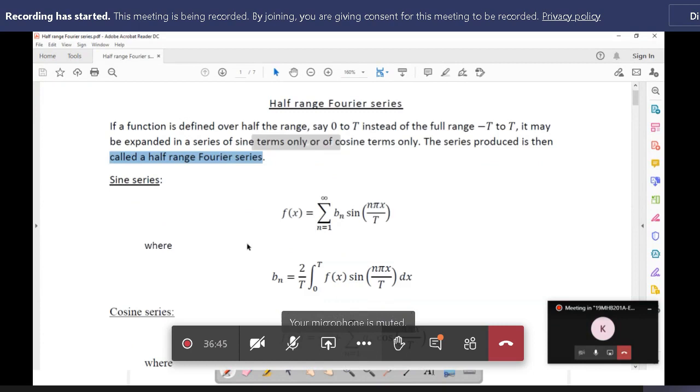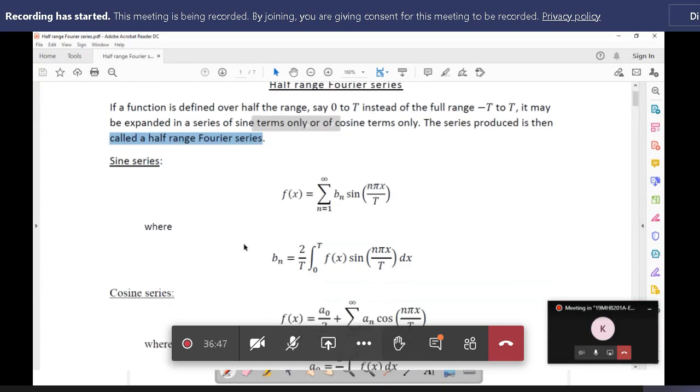So the definition of the half-range sine series is: f of x is equal to summation n running from 1 to infinity bn sine n pi x by t, where bn is 2 by t integration from 0 to t f of x sine n pi x by t dx.